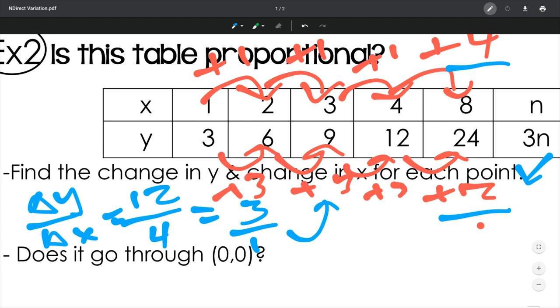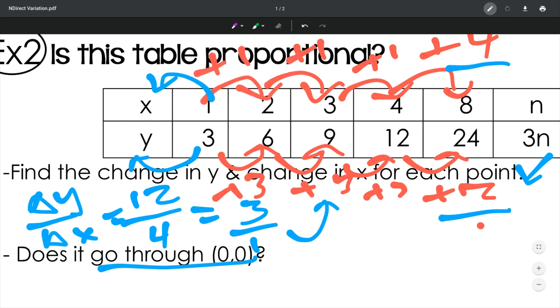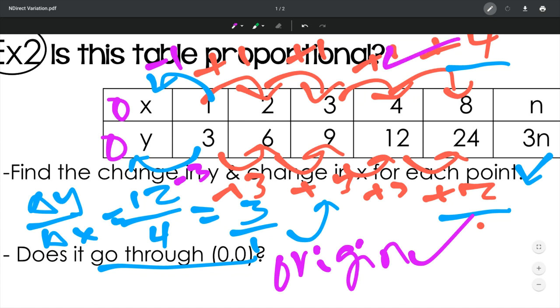But now we're going to check if it's going through the origin, which is 0, 0. It doesn't give it to us in our table, so we're going to go backwards. Let me change the color so y'all can see this. When we were going forward, we added 1. We go backwards, we're going to subtract 1, and you get a 0. Same thing here. When we went forward by 3, when we go backwards, we're going to subtract 3, which ends up getting us 0, 0 as well. So it does go through the origin, which is 0, 0, which means it's also proportional.